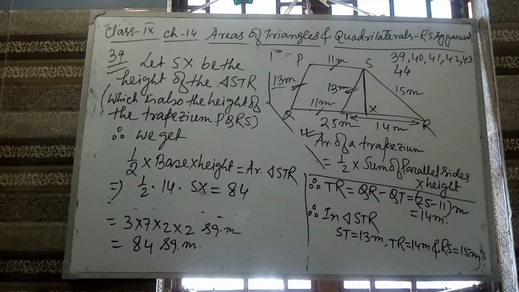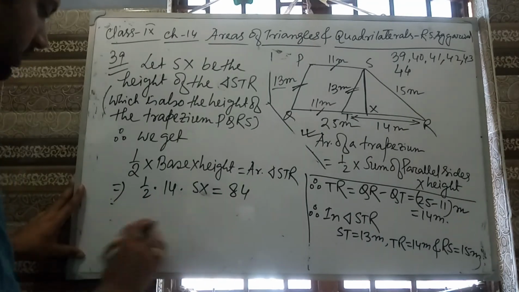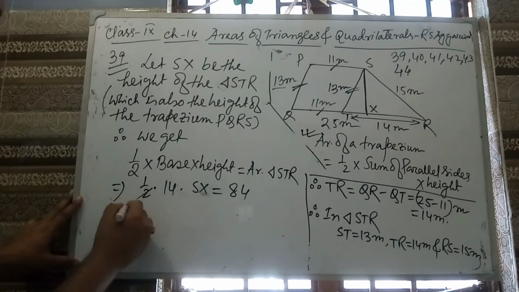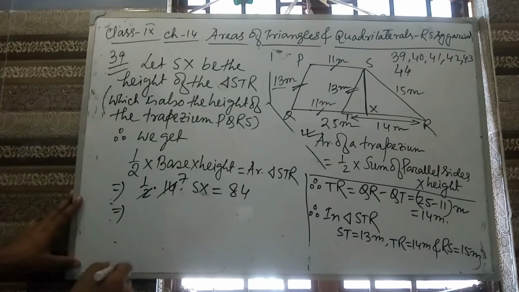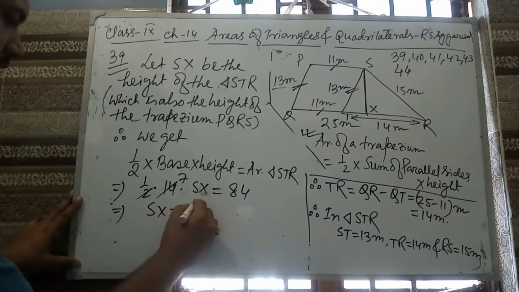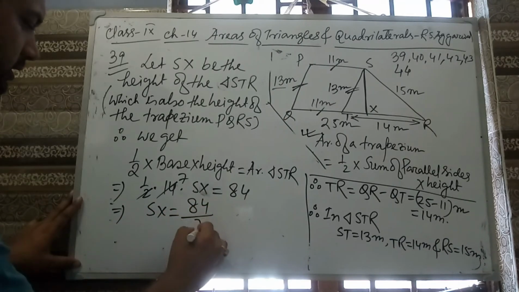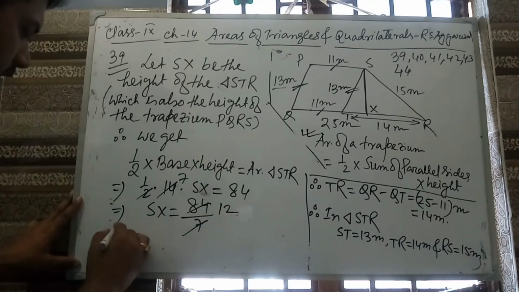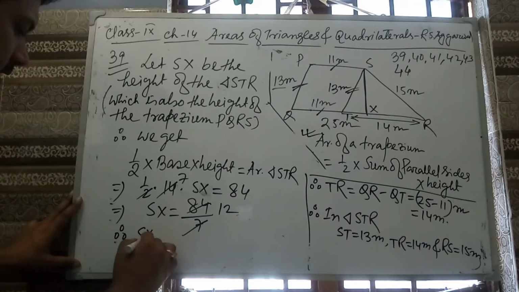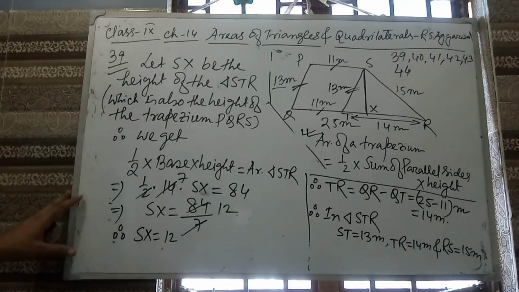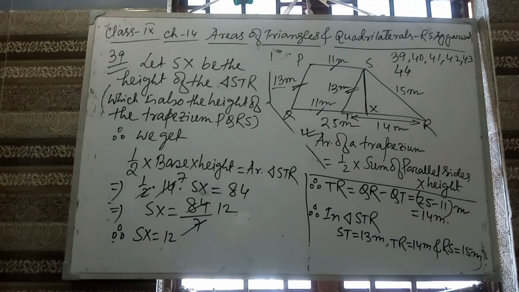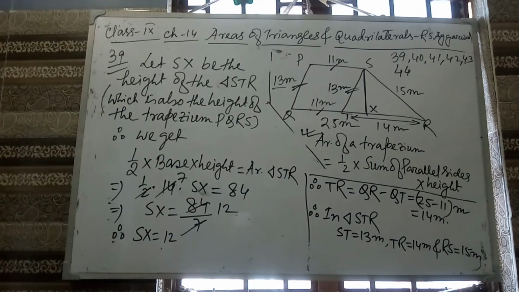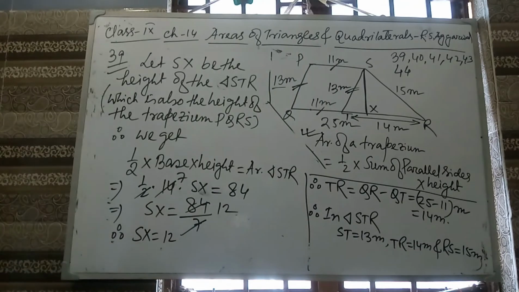So from this equation, find out the value of SX. 2, 7 cancel out. SX equal to 84 by 7, that is 12. Therefore, SX equal to 12. Now find out the area of the trapezium by using this formula, half of sum of parallel sides into height.